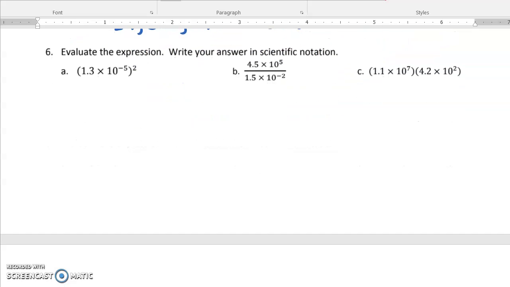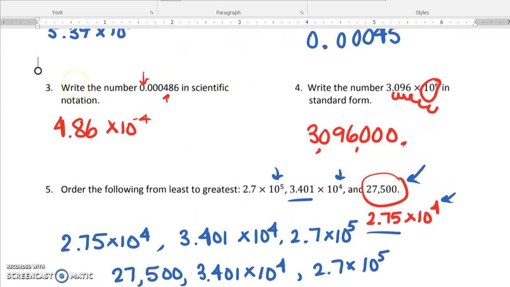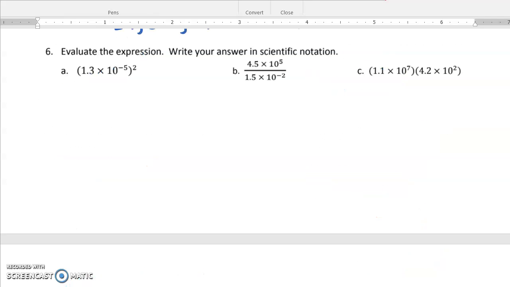Moving down to the bottom of the page, they want us to evaluate these expressions. So we have to start working with some of the skills that you've learned regarding exponents. Our exponent rules tell us that when two things are multiplied and the whole thing is raised to a power, we follow the rule (AB) to the m equals A to the m, B to the m.